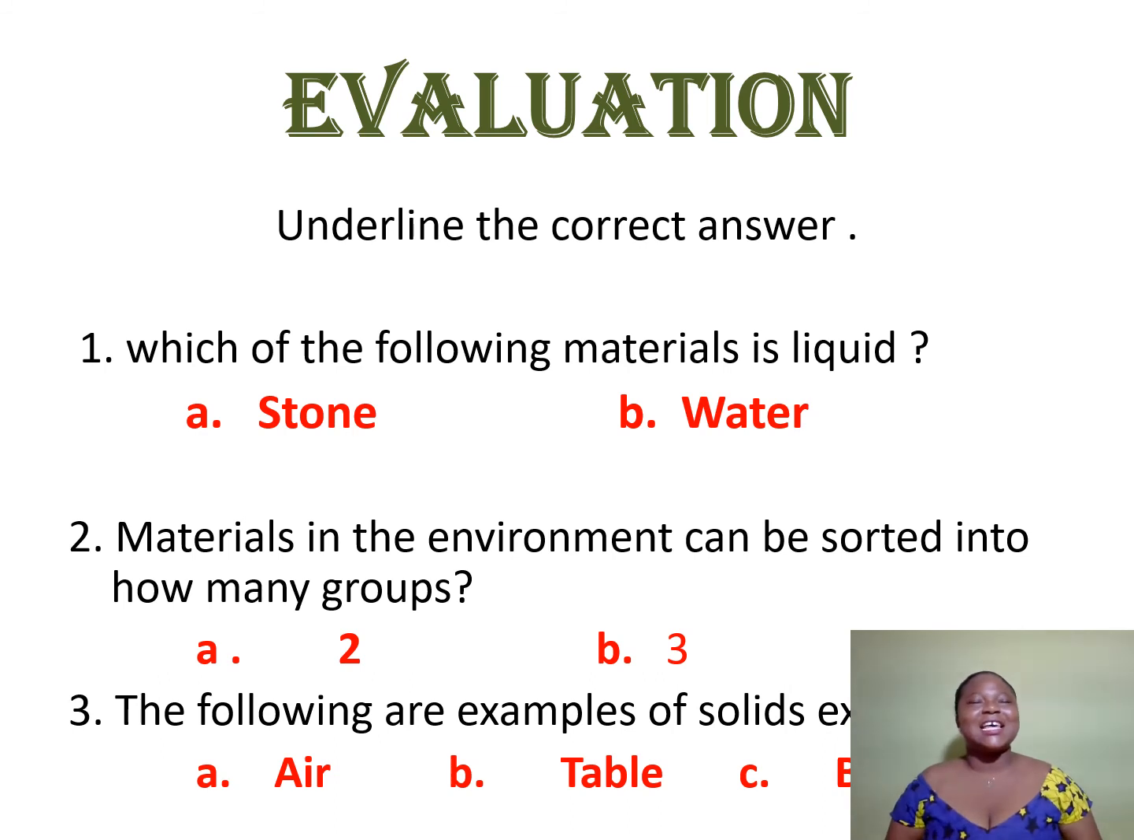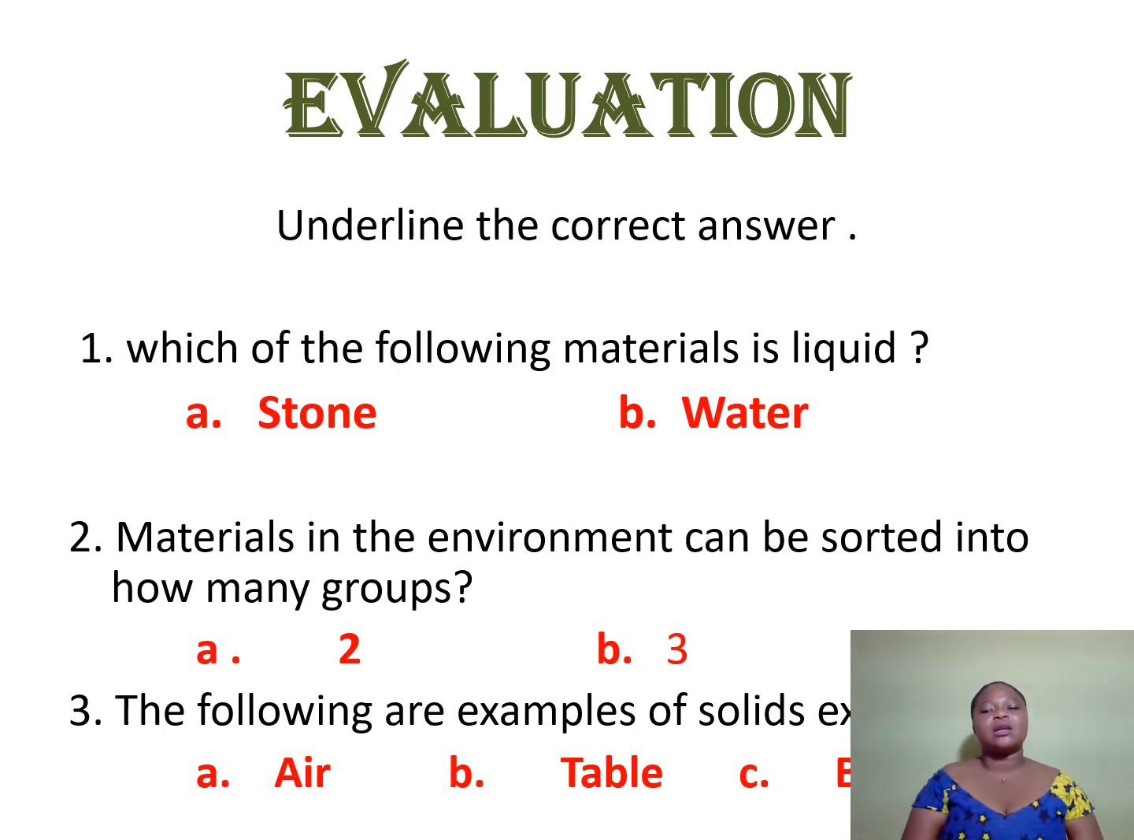Good. So let's take our exercise notes and pencils to write the following evaluation questions down. Underline the correct answer. Here, you're going to underline the correct answer. So the answers are in where? They are in the red ink. So you're going to underline the one you think we have learned and it's correct, okay? Question number 1. Which of the following materials is liquid? A. Stone. B. Water.